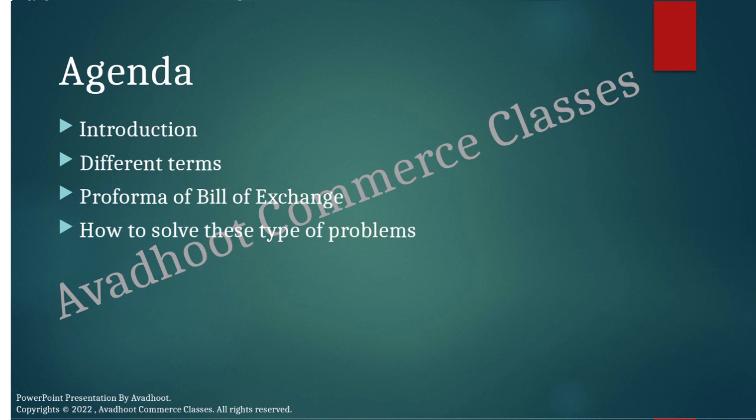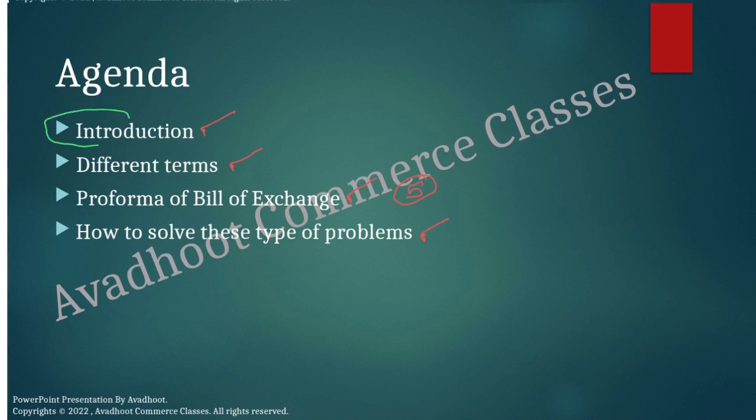First of all, we are going to consider the introduction of the bill of exchange. What do you mean by bill of exchange? There are different terms and certain concepts that we have to follow first, and then we can go ahead. Next, there is a pro forma of a bill of exchange in the 12th standard examination. It is asked for near about 5 marks, and you should score 5 out of 5. And how to solve this type of problems. There are 2-3 ways by which we can solve the problems.